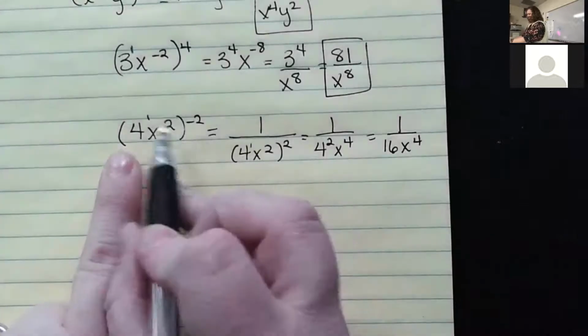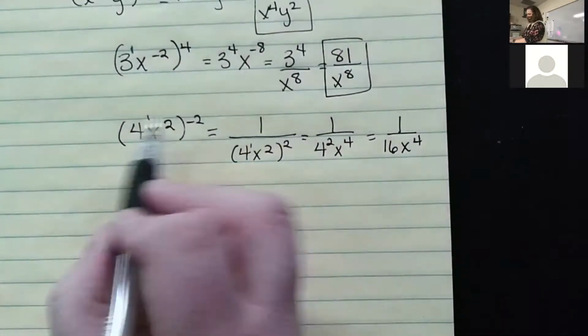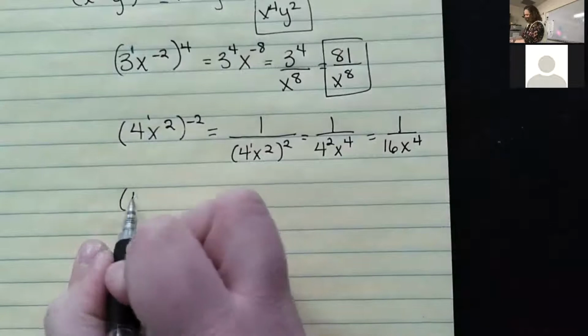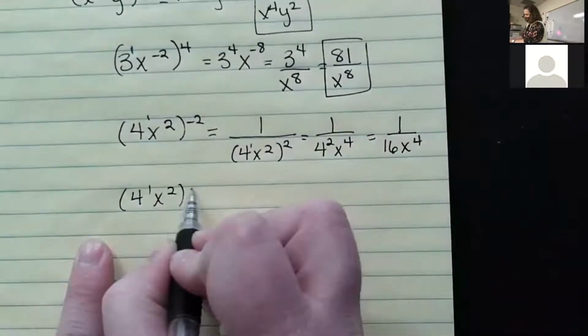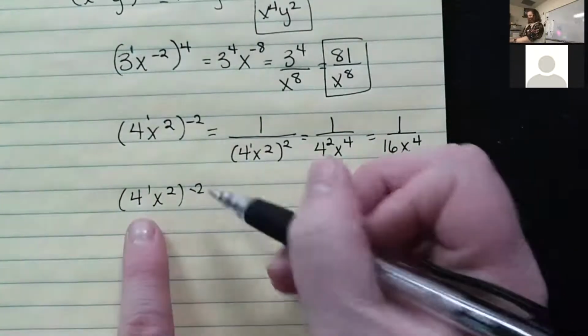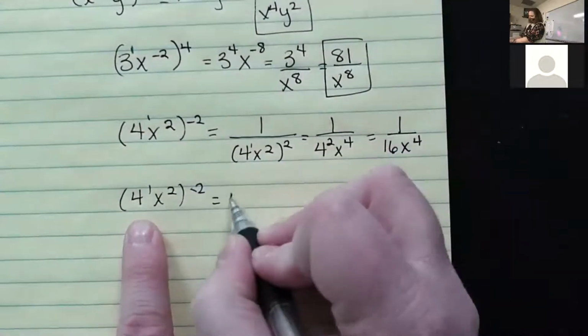Now, if you're Riley, you probably wanted to do it the other way, right, Riley? You said I wanted to just multiply my exponents right away, which is fine. So I'm going to start over with the same problem, do it a different way. So I'm going to multiply. I'm going to leave that 4.